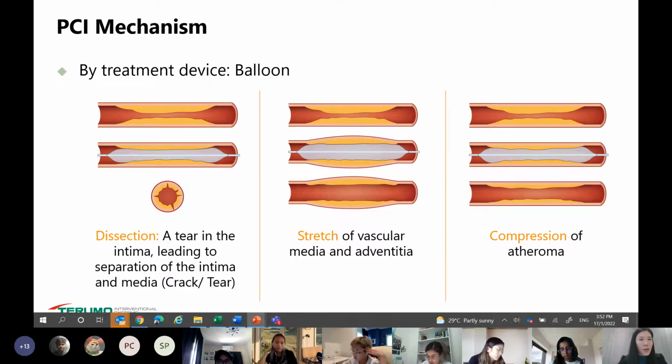Okay, so for PCI mechanism, just now you saw a balloon in action. So balloon is actually the most common PCI treatment device. It is used for different purposes. It's shown here. The first one on the left is dissection. So it can dissect a very hard lesion. If it's a very fibrous lesion, it can stretch it so that the vessel size increases, or it can compress it. If this is a very soft lesion, like a fatty lesion, it can actually compress it.